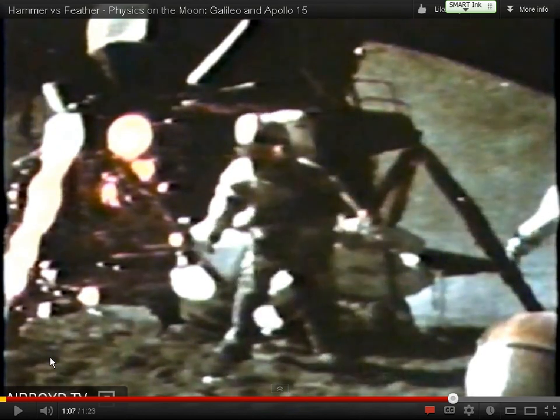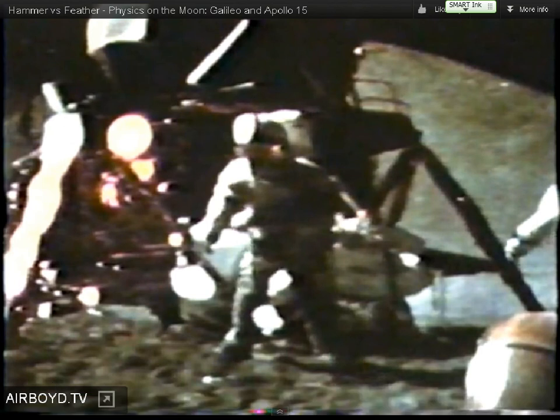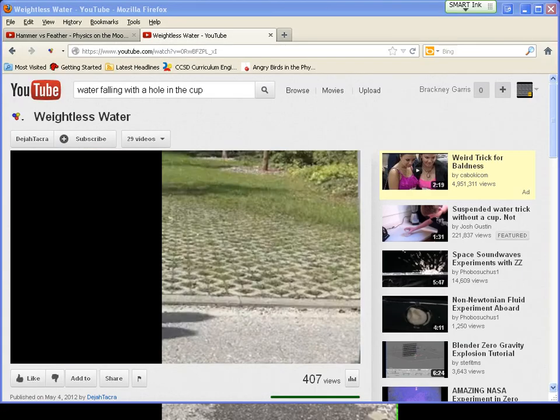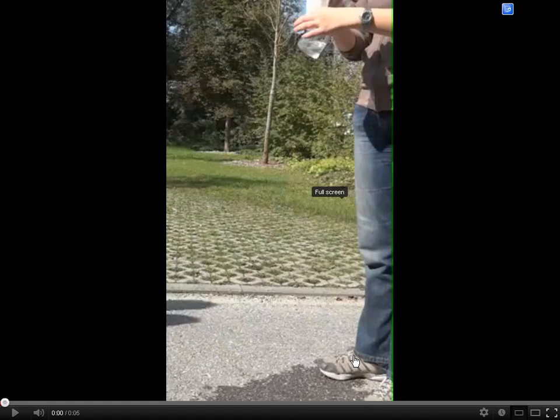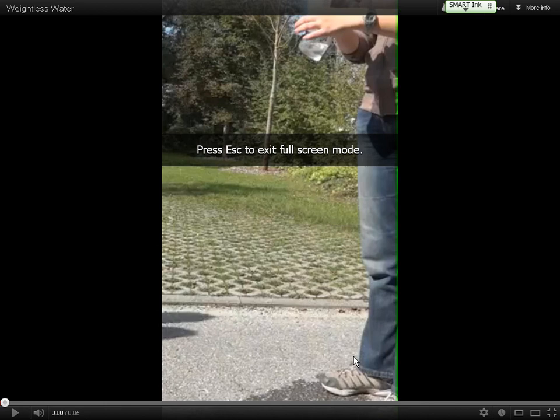Okay, so we're talking about gravity, and what you're about to see is a video that is basically what happens when things are falling through the air. So if you have a cup and it has a hole in it, what happens to the water? Falls through the hole in the cup.